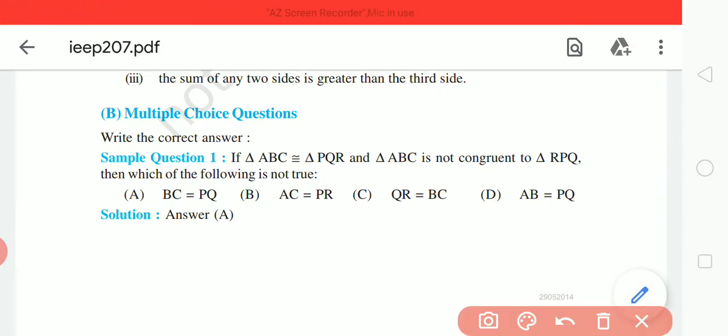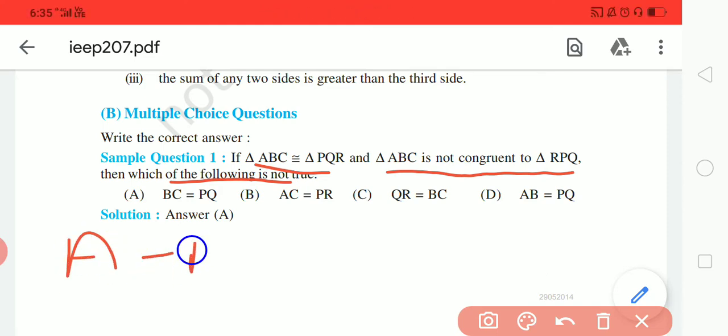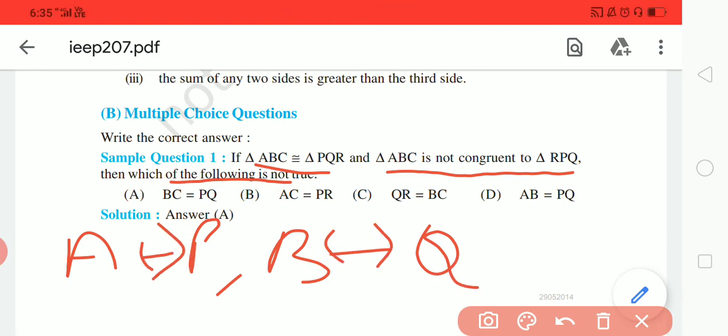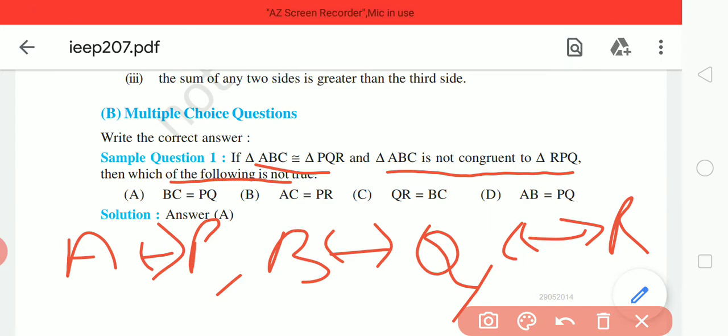Now come to the MCQs. If ABC is congruent to PQR, and ABC is not congruent to RPQ, then which of the following is not true, right? We have to check the correspondence of the vertices and sides. A corresponds to P, B corresponds to Q, and this is the sign of correspondence, right? And C corresponds to R. Okay, now see, ABC is not congruent to RPQ, and which of the following is not true?